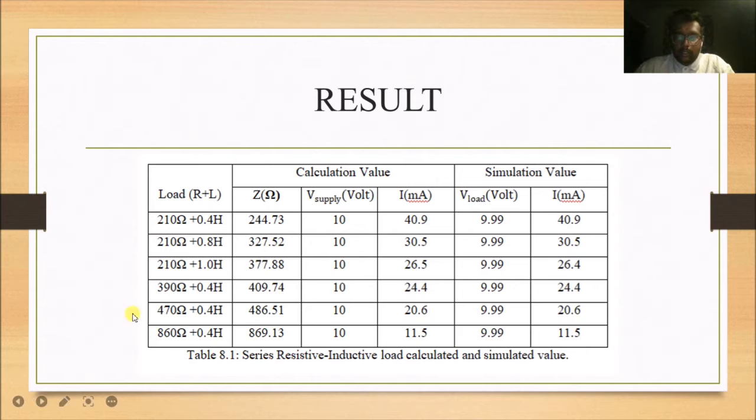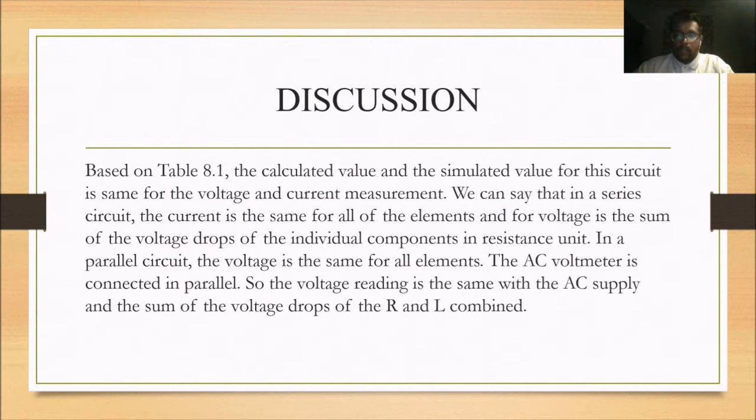These are the values based on calculation that we have obtained, and these are the simulation values that we have obtained by using this Proteus software. So what can we say about this experiment? Based on table 8.1, the calculated value and the simulated value for this circuit are the same for the voltage and the current measurement. We can say that in a series circuit, the current is the same for all of the elements, and the voltage is the sum of the voltage drops of the individual components. In a parallel circuit, the voltage is the same for all elements. The AC voltmeter is connected in parallel, so the voltage reading is the same as the AC supply and the sum of the voltage drop of the R and L combined.